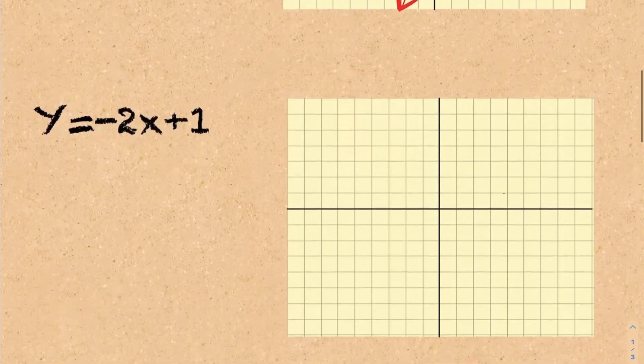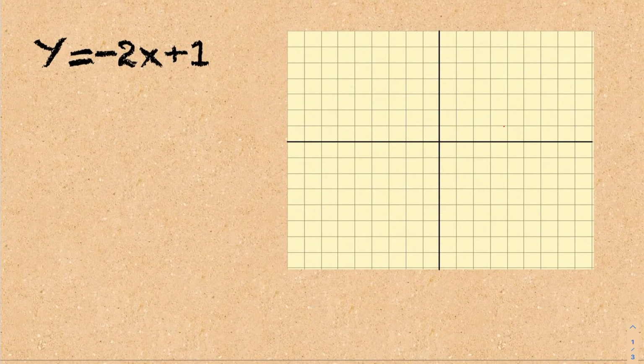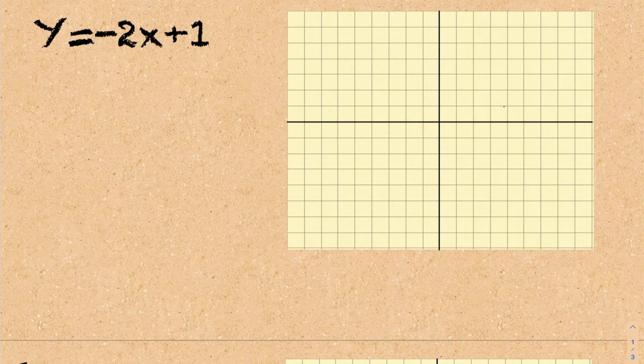Okay, let's look at another. With this one, same idea. The slope this time is negative 2 and the y-intercept is 1. So we're going to start at a y-intercept of 1. My slope is negative 2, which I can write as negative 2 over 1. So I'm going to go down 2 units this time and then to the right 1. Down 2 units, to the right 1. Down 2 units, to the right 1. And we got our points.